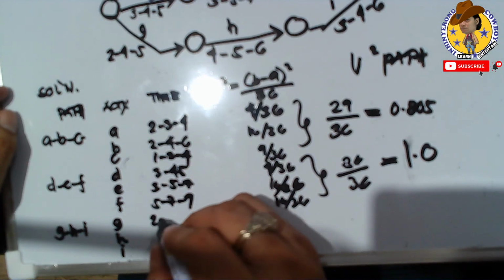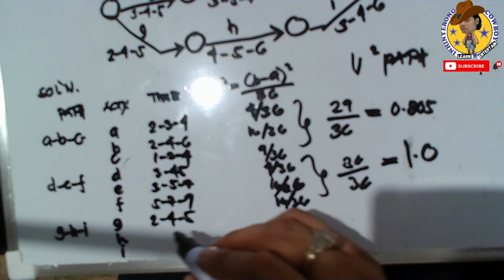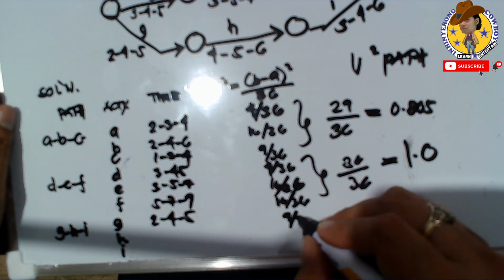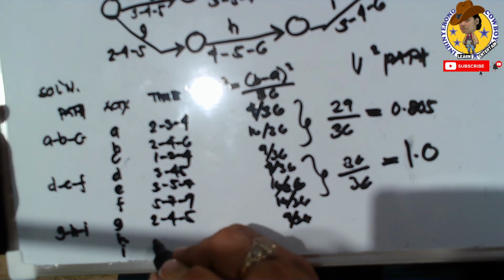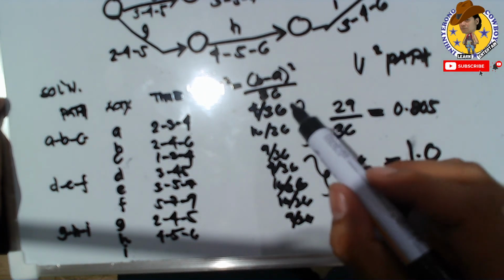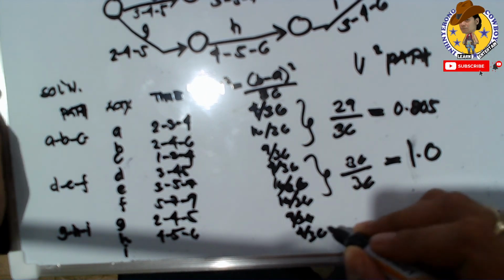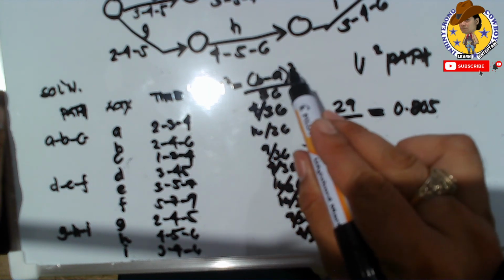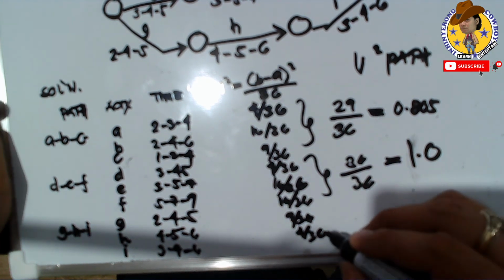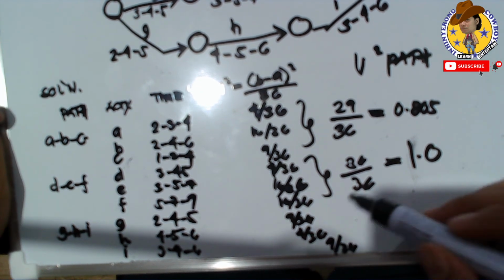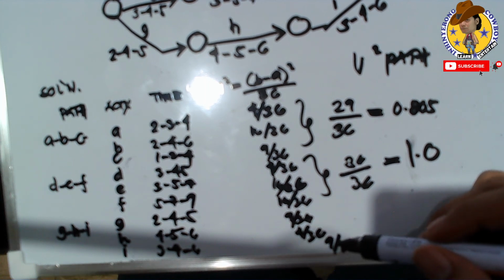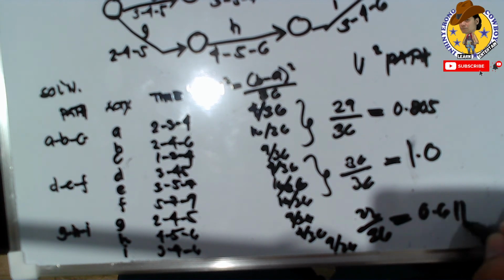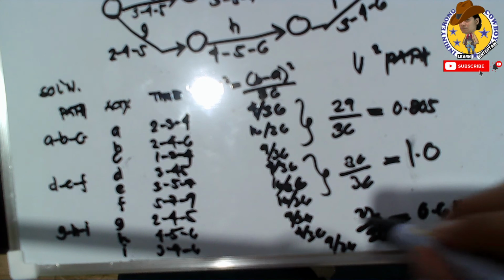So for G, we have 2, 4, and 5. So 5 minus 2, we have 3. So this is 9 over 36. For 4, 5, and 6, we have 6 minus 4 is 2, so this is 4 over 36. Then we have 3, 4, and 6: 6 minus 3 is 3, so 9 over 36. So we have 9, 9, and 4, so 22 over 36, or 0.611. This is the variance of this path.